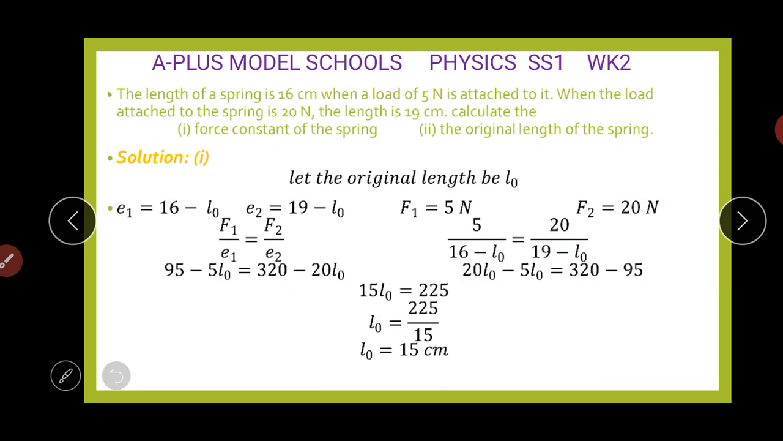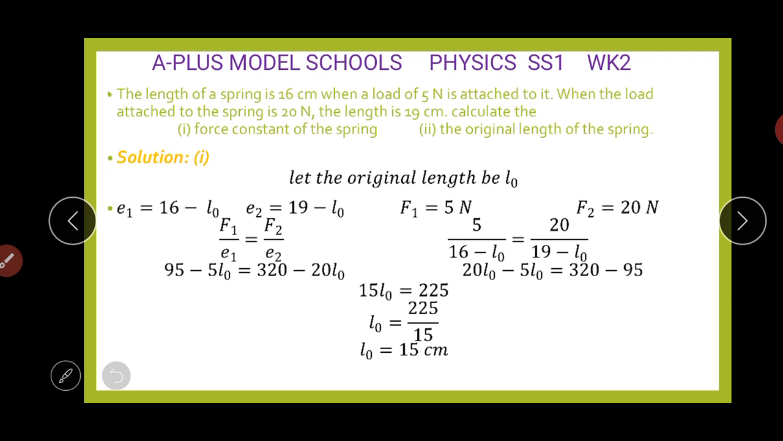Now let's look at another example. The length of a spring is 16 centimeter when a load of 5 Newton is attached to it. When the load attached to the spring is 20 Newton, the length is 19 centimeter. Calculate the force constant. You can see they give us two conditions here. In the first one, the spring length is 16 and the load is 5. In the second one, the spring is 19 centimeter when the load is 20.